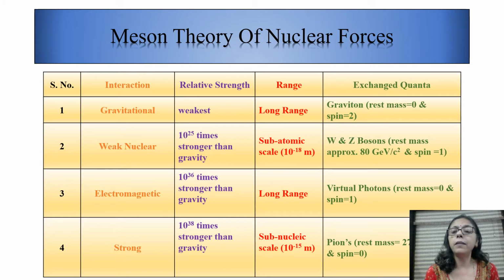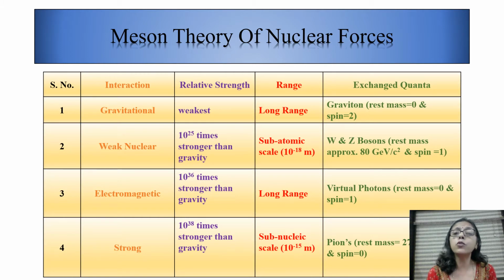I have drawn this table in a typical hierarchy manner. After gravitational forces, you have what you call the weak nuclear forces. These forces are 10^25 times stronger than the gravitational forces and act at a subatomic scale, meaning thereby 10^-18 meters. And in this, the exchanged quanta are W and Z bosons. Talking about the electromagnetic forces, they are 10^36 times stronger than the gravitational forces, are of long range, and the exchanged quanta is the virtual photon.